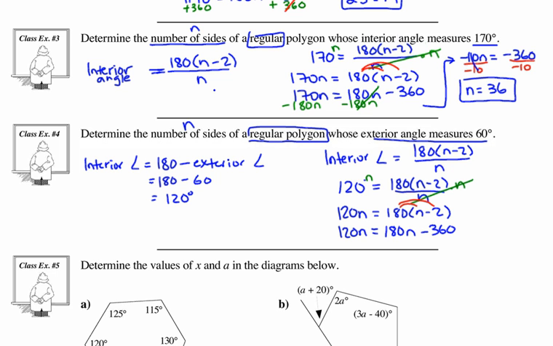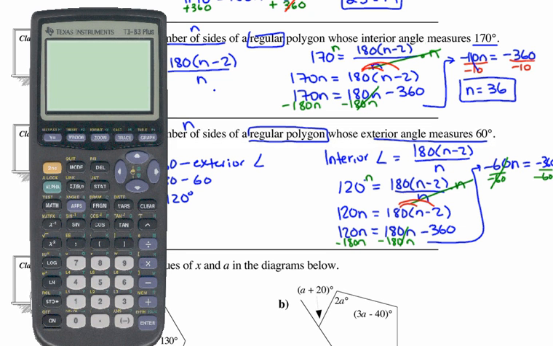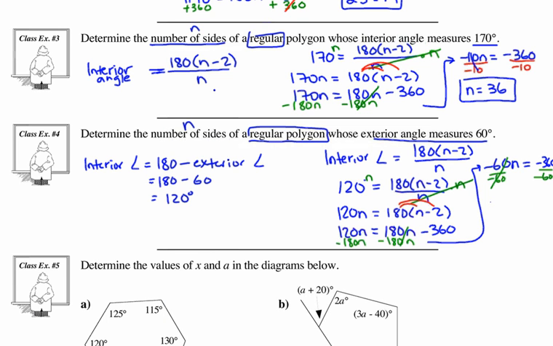I want to bring all the n's to the same side, so subtract 180n. That's going to give you negative 60n, just moving up over here. Negative 60n equals negative 360. And then last, we divide by negative 60. Okay, so if you have your calculator, negative 360 divided by negative 60 should be 6, right? 6 sides. So n equals 6.